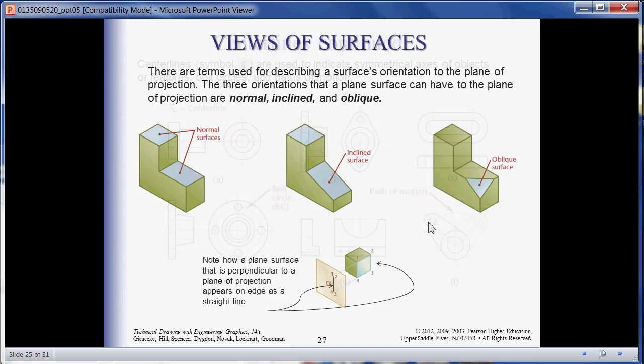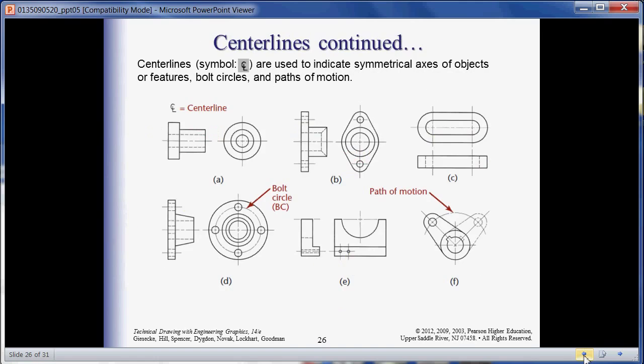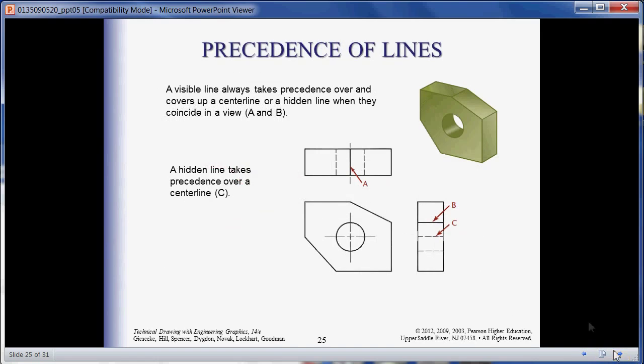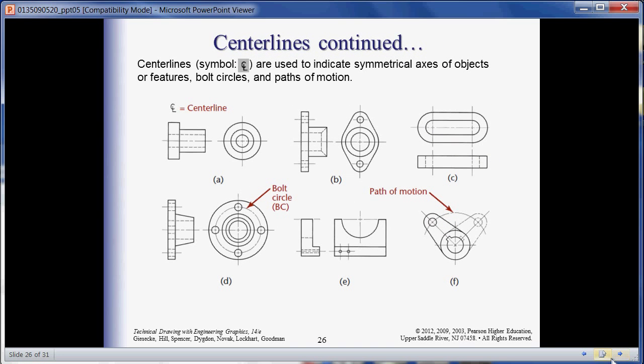Okay? Same thing here. Same thing here and same thing here. Okay? So since this line right back in here is that hidden line, that takes precedence over the center line.